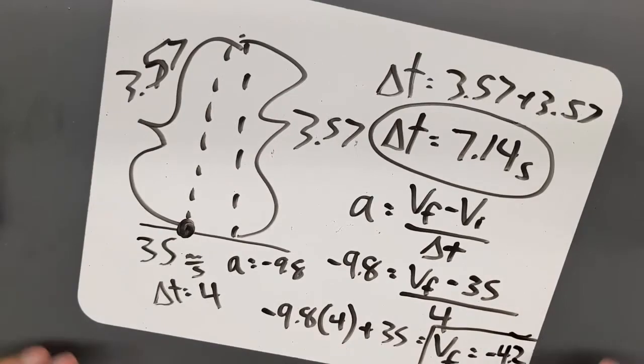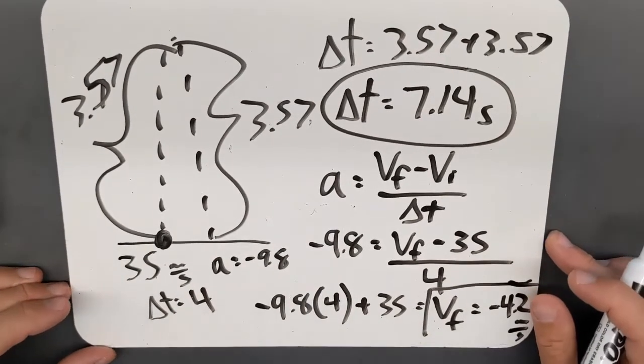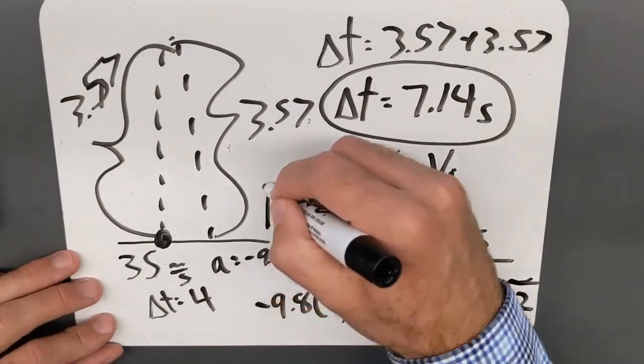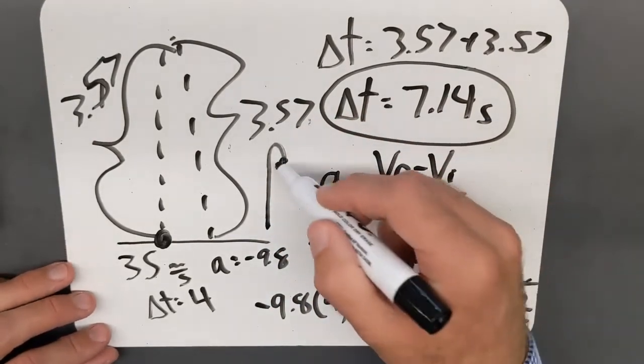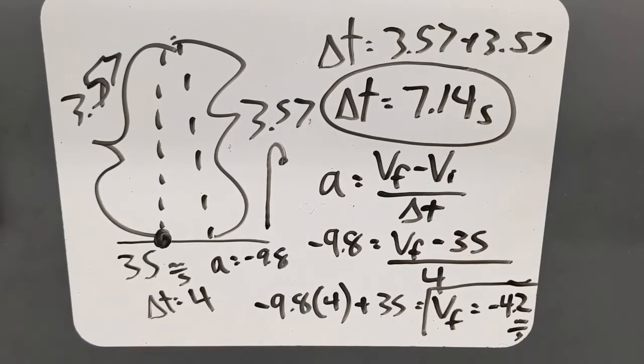So what does that tell us? The negative sign tells me that it's going down. So at 4 seconds, it had already been at the highest point. It's just starting to come back down up here. That's where it is about at 4 seconds because it's going down.